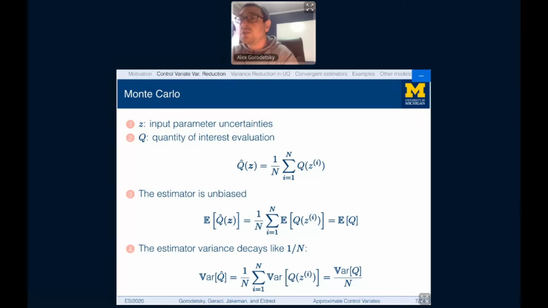So let me begin with Monte Carlo. The idea here, just to set notation, is we have a Monte Carlo estimator where Z is the input of parameters and they're uncertain. And so we want to get an estimation of the expectation, which is a weighted sum. This estimator is unbiased in the sense that the weighted sum has the same expectation as the quantity of interest that we're seeking, and the variance decay is like 1 over n. So 1 over n, this variance is the term that we want to reduce.